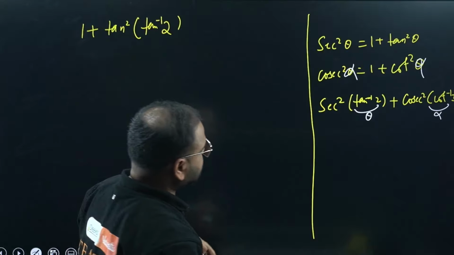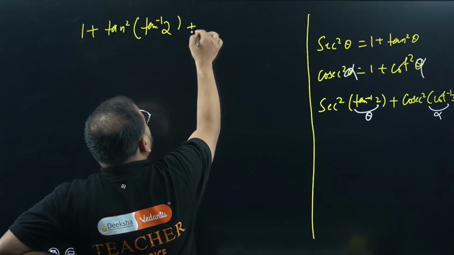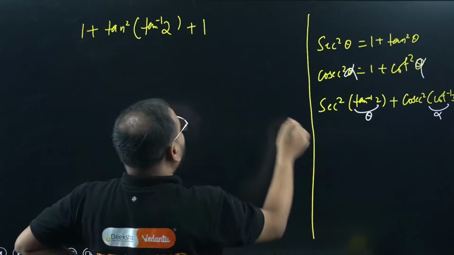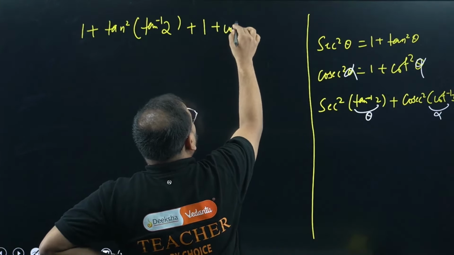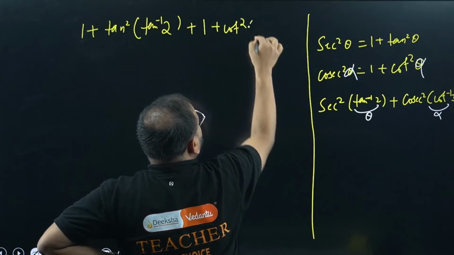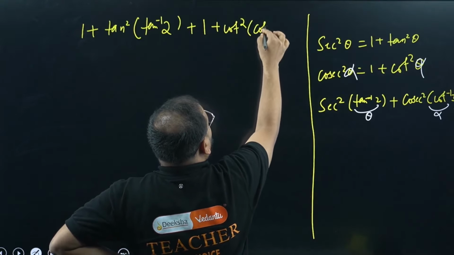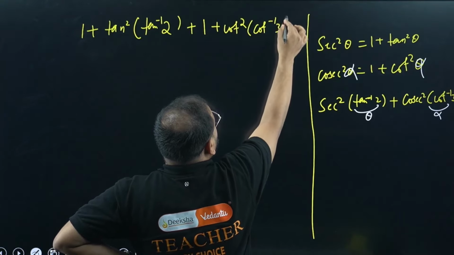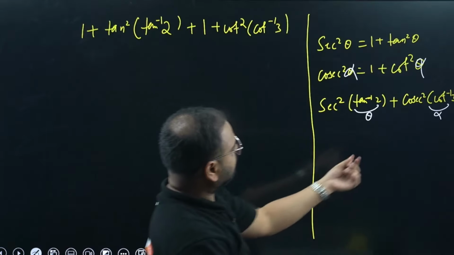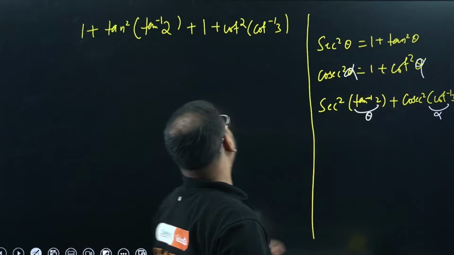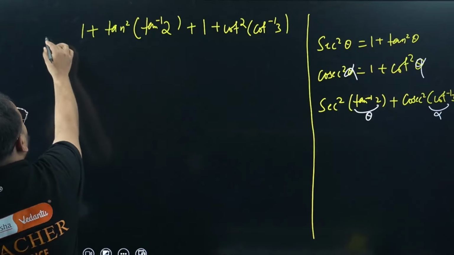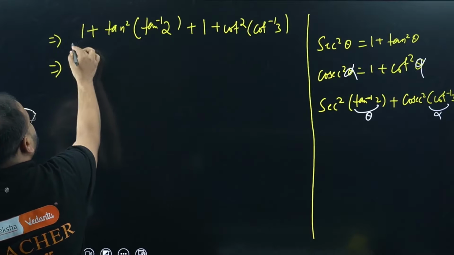Now for cosec, what will we have? In the same way, 1 plus cot square of cot inverse of 3. Now add: 1 plus 1 will be 2.